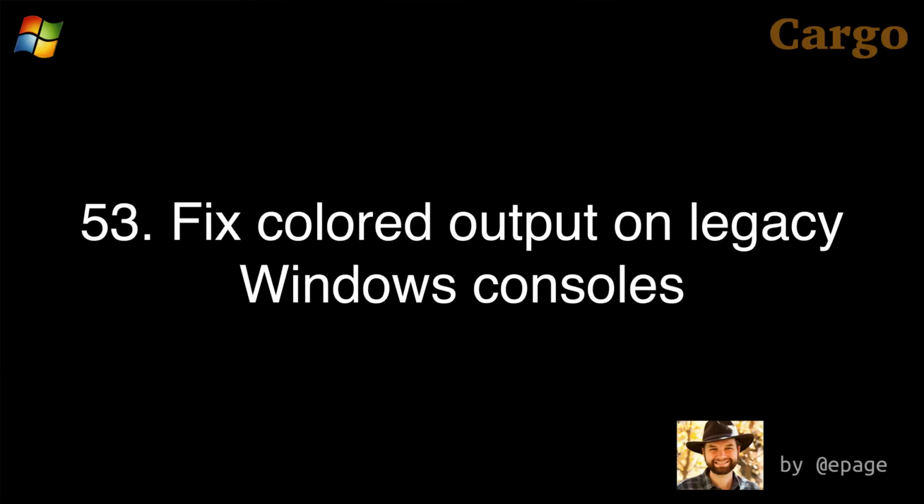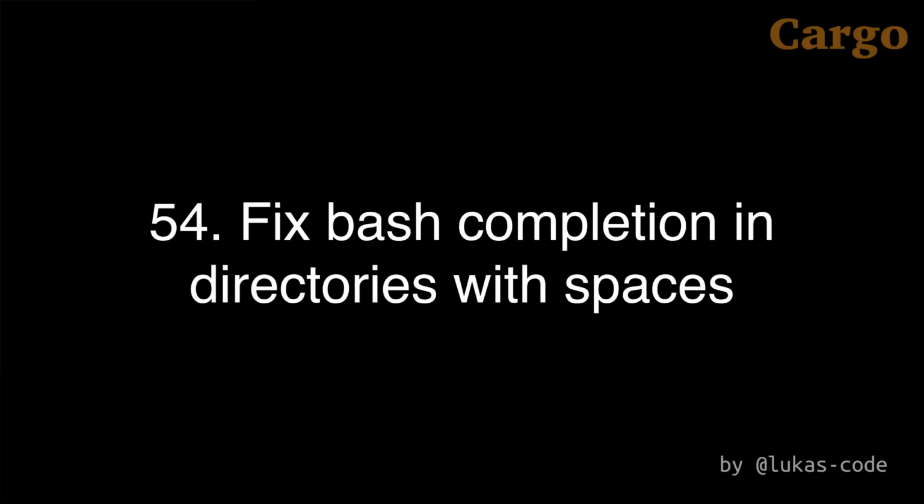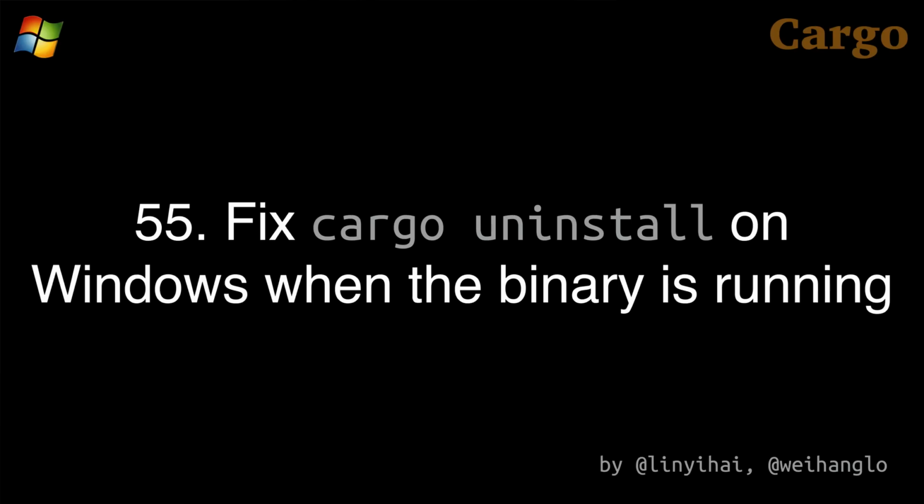Number 53. Colored output from Cargo broke in older Windows consoles, like in Windows 7, as of Rust 1.74. This has been fixed in Rust 1.76. Thanks, Ed. Number 54. Bash completion has been fixed when you're in a directory whose name contains spaces. Number 55. Cargo uninstall now works on Windows even when the binary you are uninstalling is running at the time.